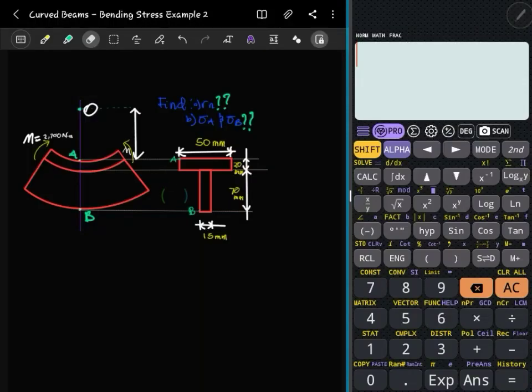Alright, so this is another example, and again we are trying to find the stresses at position A and B. We are trying to find Rn and the stresses at positions A and B. Okay, so now we get at it.